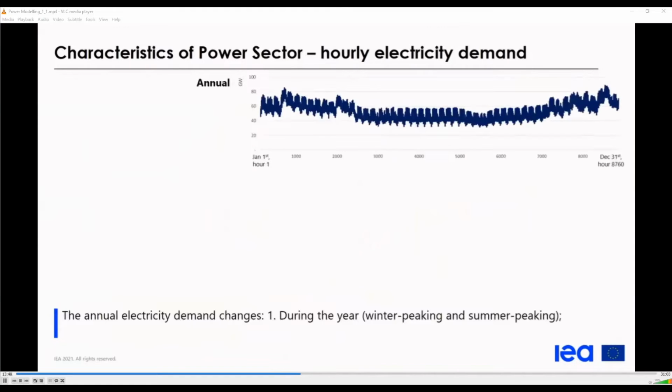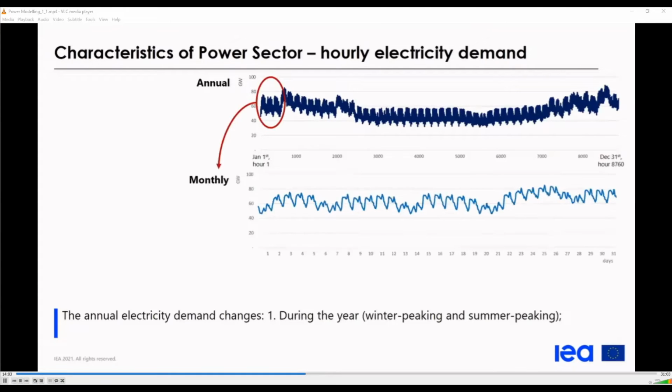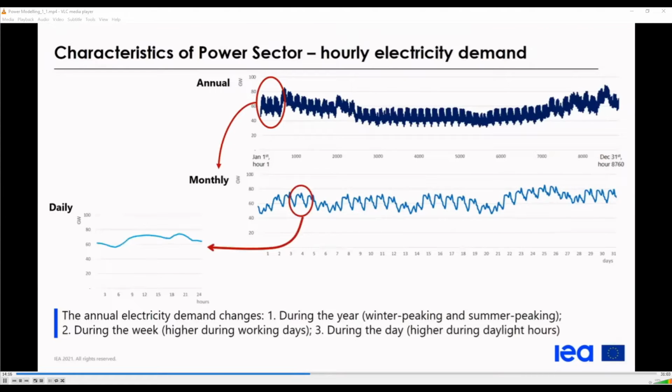Here we can see the hourly electricity demand, and how it changed over the year, with strong variation among seasons, which would depend obviously on the country. If we look at monthly changes, we see some variation as well. During the week, we see higher demand during working days. And during the day, higher demand during daylight hours compared to nighttime hours.